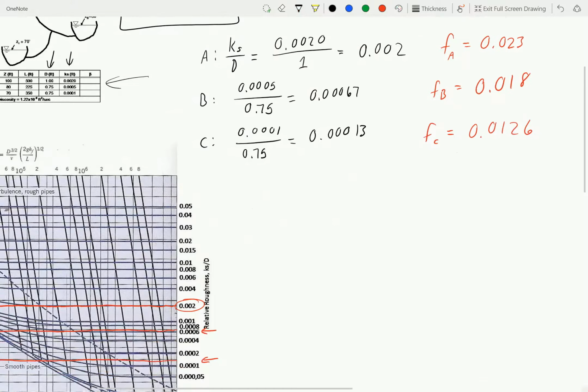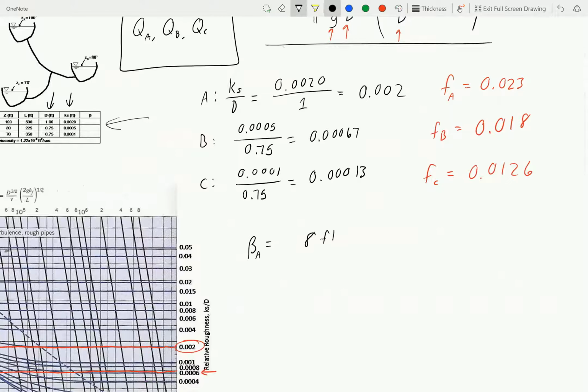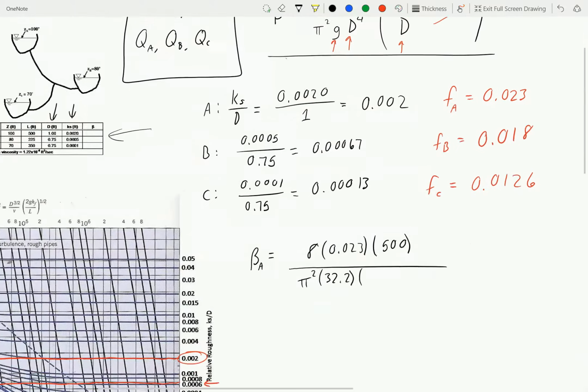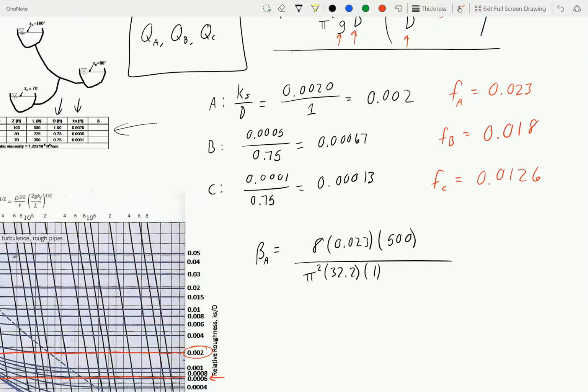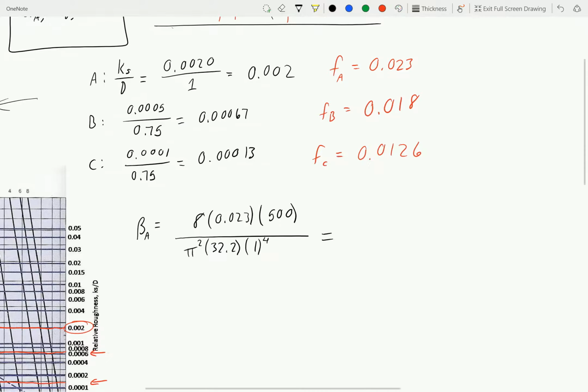So, moving on, we have beta A is equal to, and we're just going to combine this and say 8 times F times L, which is 0.023 times the length, which we're given in the problem is 500 feet, over pi squared times G, which is 32.2, times D to the fourth. D in part A is just 1 foot, so it's just 1 to the fourth, or just 1. And we get this value to be 0.296. That's our beta value for A.